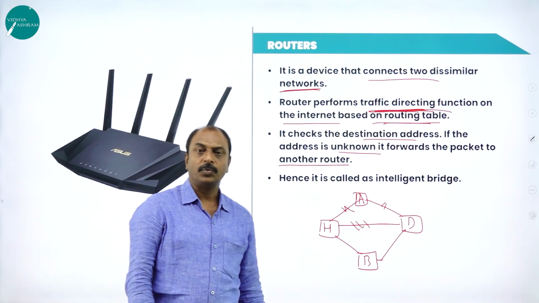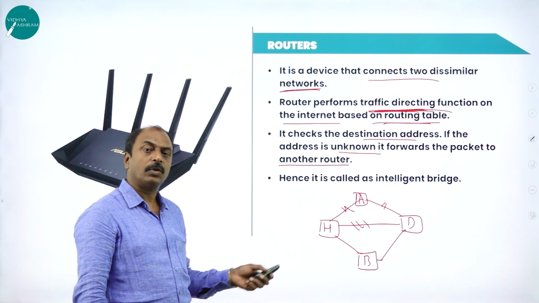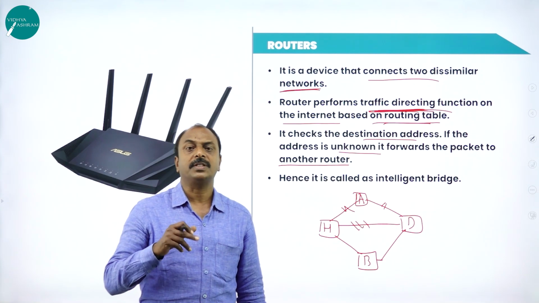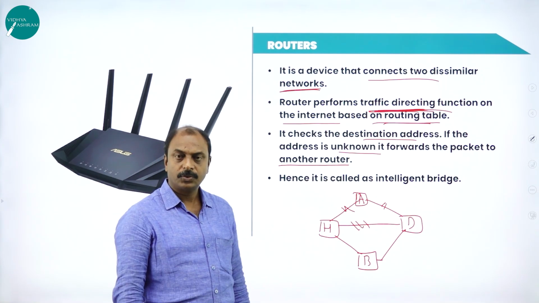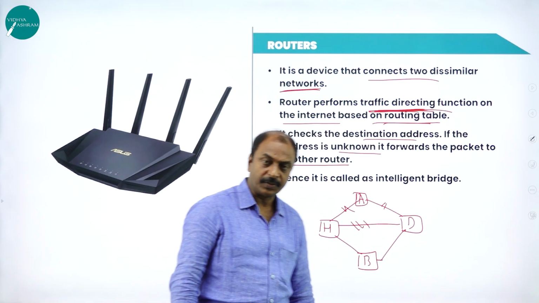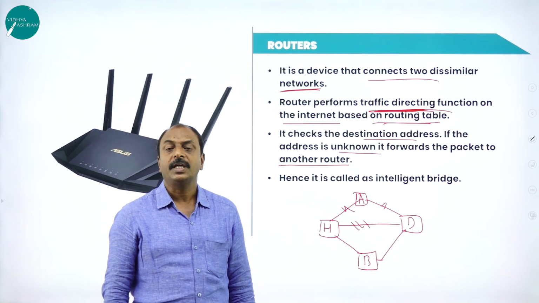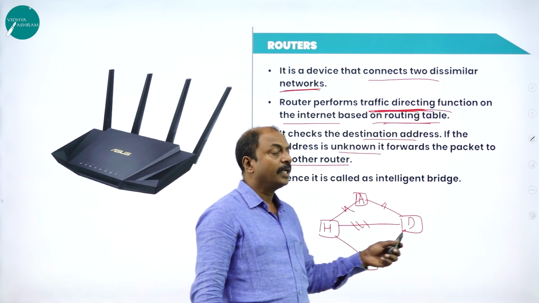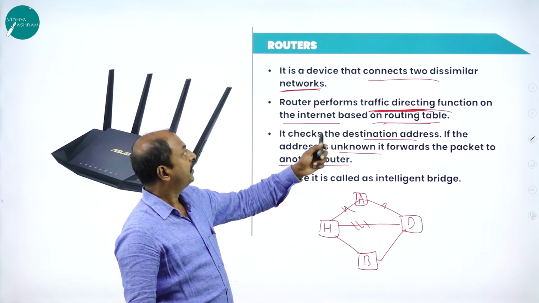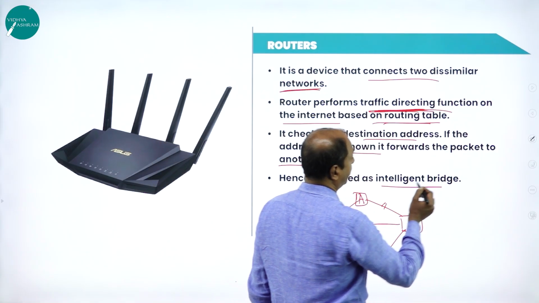So if there is more than one router in a network, suppose any signal and data comes to router 1, then it checks for the address. Suppose the address is not within that one particular network, then the data or packet is transmitted to another router in the network. Again, in router 2, it is going to check for the address. If it is within the network, the data or the signal reaches the destination. So that is another function of this router. That is why it is called an intelligent bridge.